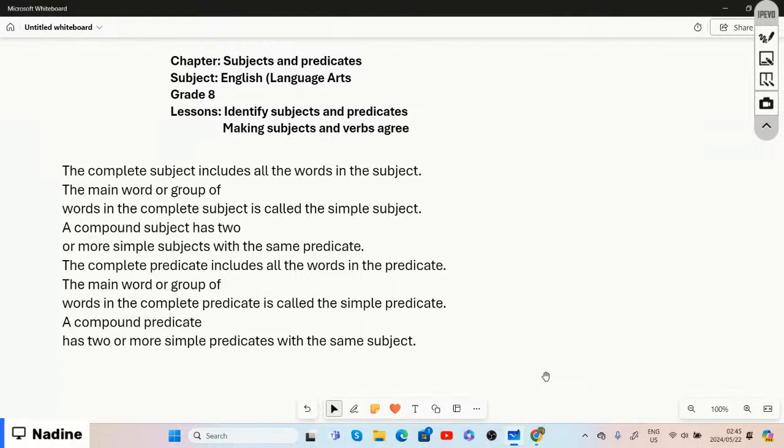And then we say the predicate is our action, our verb, and the rest of the sentence, right? So then with our predicate, it is basically the action that is being done. All right, so that is the end of our lesson on subjects and predicates.